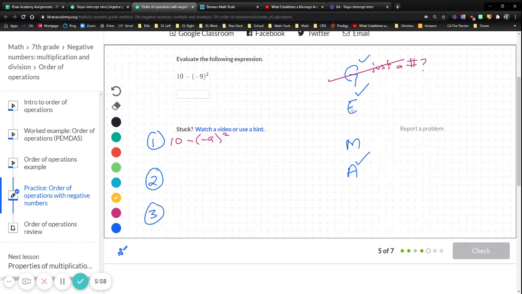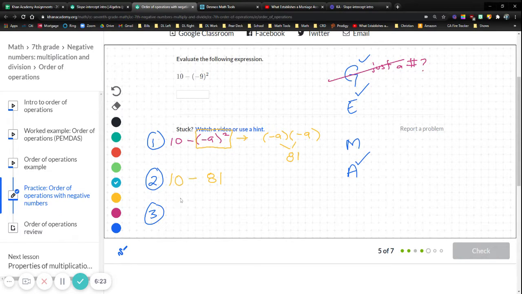We have exponents next. So I'm going to do negative 9 to the second power. Since the negative is included, I repeat the negative 9. I repeat the negative. Since it's inside the parentheses, it gets repeated. So a negative times a negative is positive 81. And my second line says 10 minus 81.